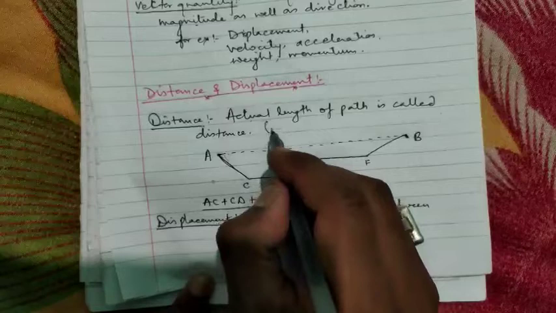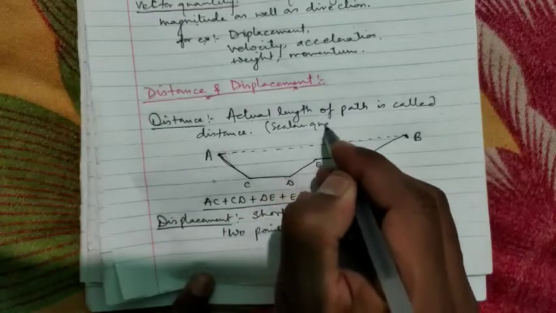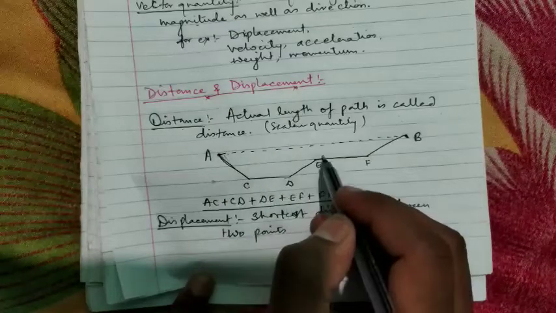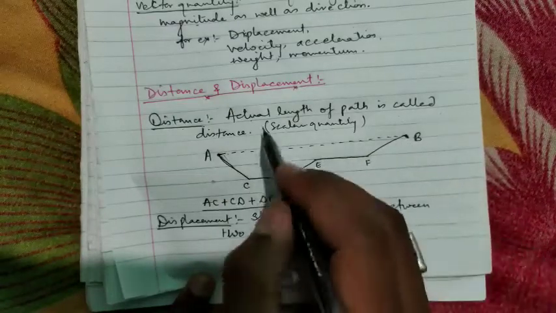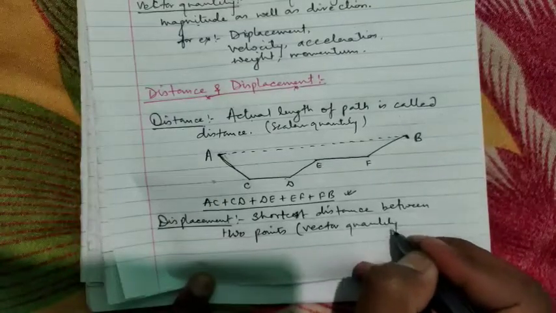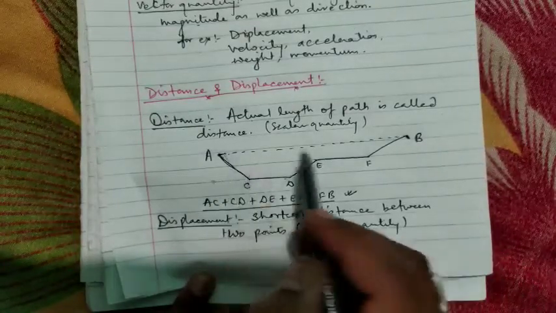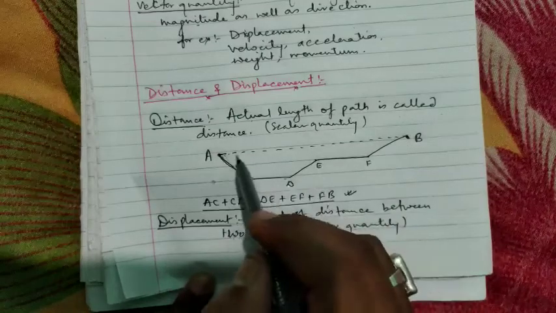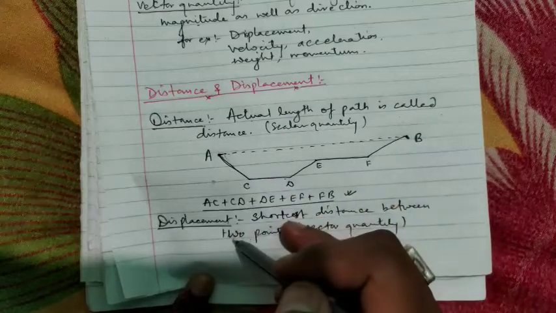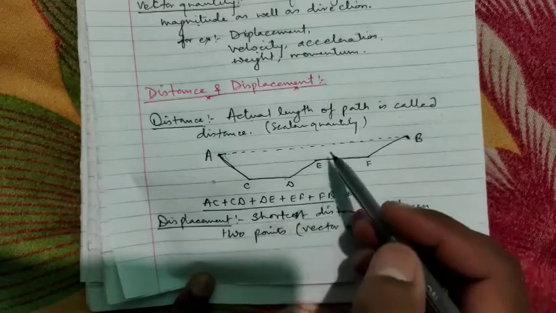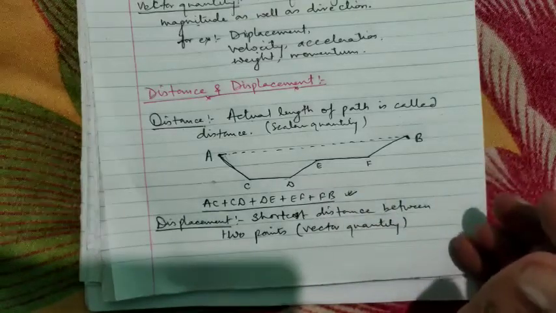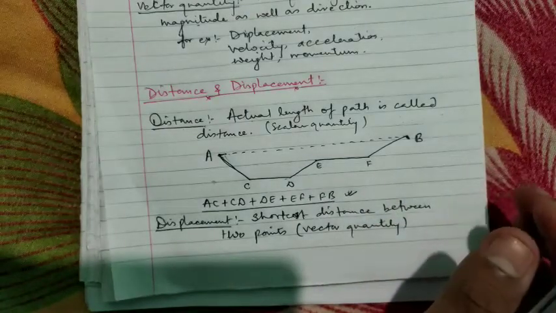Distance is a scalar quantity because it has value, but it does not have any direction. See here, we can see that direction is not fixed. But displacement is a vector quantity because it has magnitude, the value and length will be there, and it travels in a specified direction. This is the main difference between distance and displacement, and by this we can also understand scalar quantity and vector quantity. Let us move to our next topic.